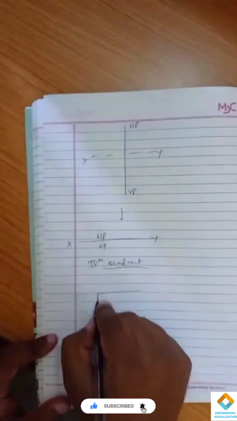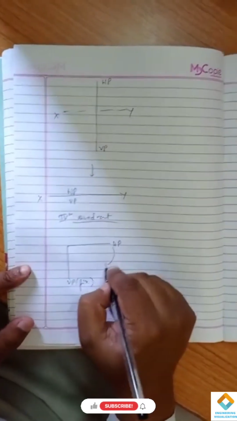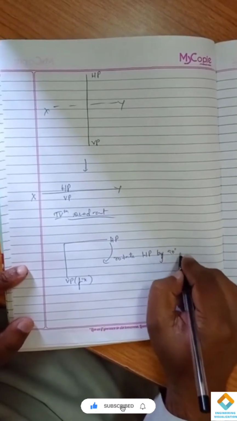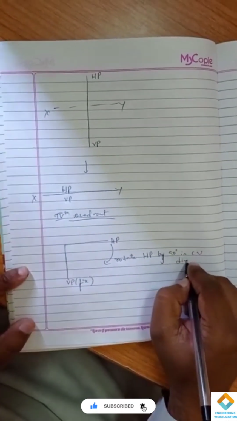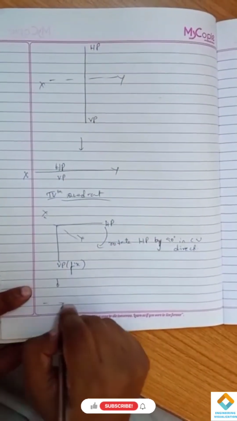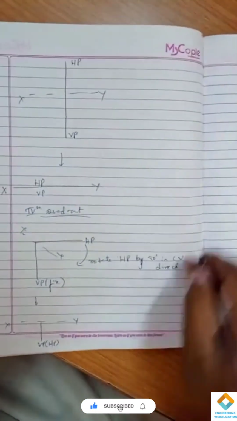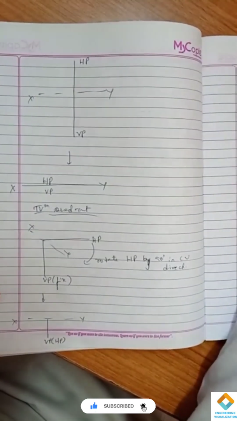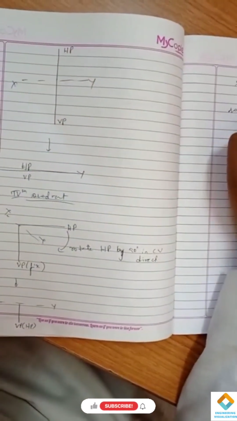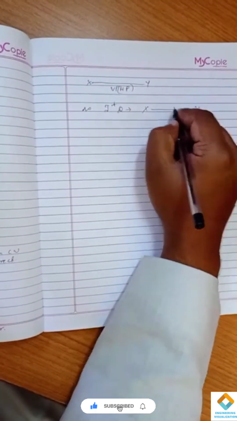In the fourth quadrant, the same procedure: fixing the vertical plane and rotating HP by 90 degrees in the clockwise direction. There will be a reference line. In the next step, both VP and HP will be below the XY line. So finally we get it like this. The quadrants are represented by means of orthographic projection like this.